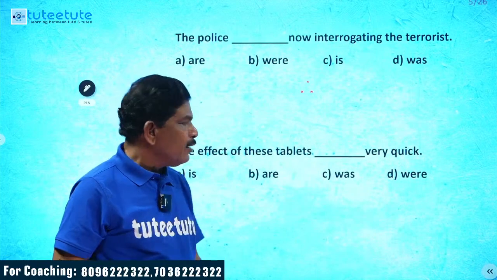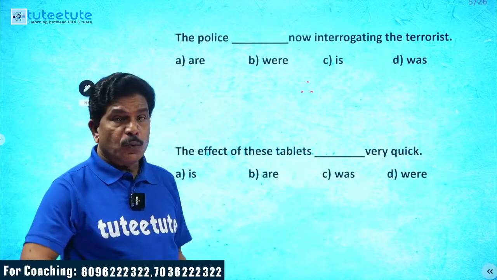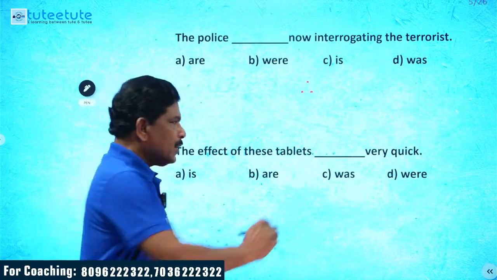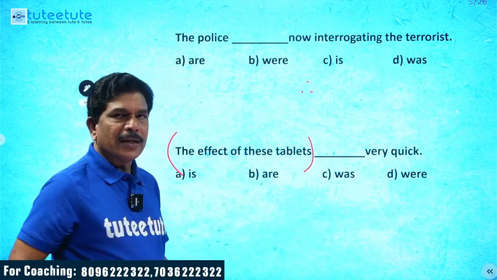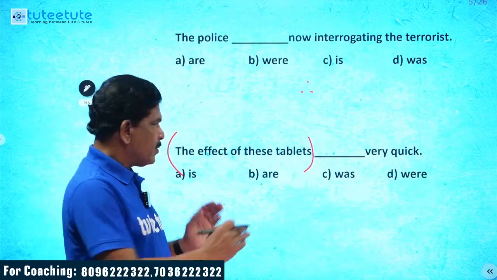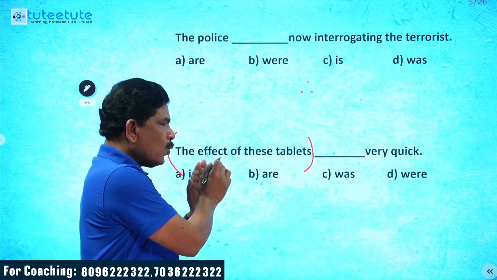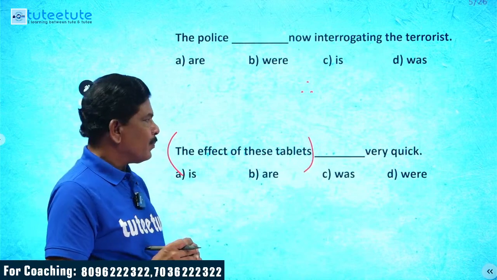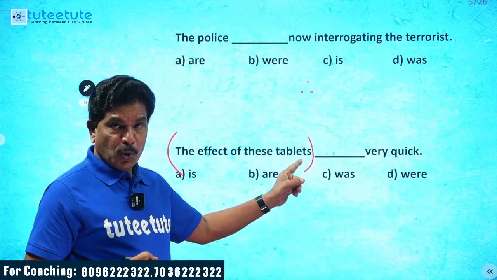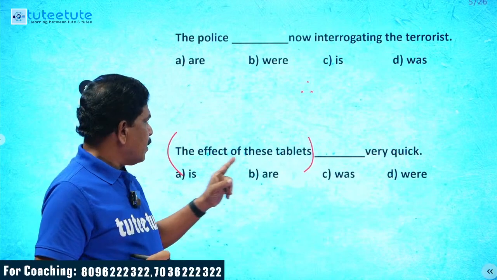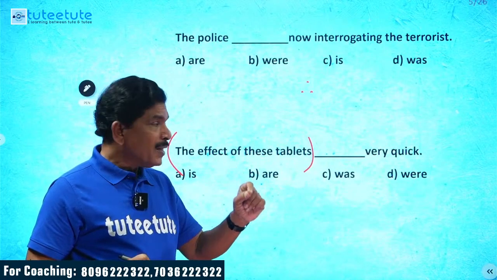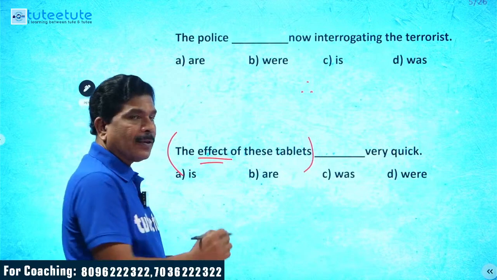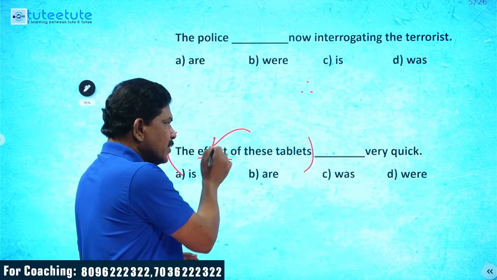Then what about this? The effect of these tablets, that's very quick. The effect of these tablets. The subject is a phrase. This is a phrase consisting of these words, the effect of these tablets. This phrase is the subject. There are many tablets here, more than one tablet is here. But we don't focus on the tablet. Instead, the focus is on the effect of these tablets. So the effect is singular.